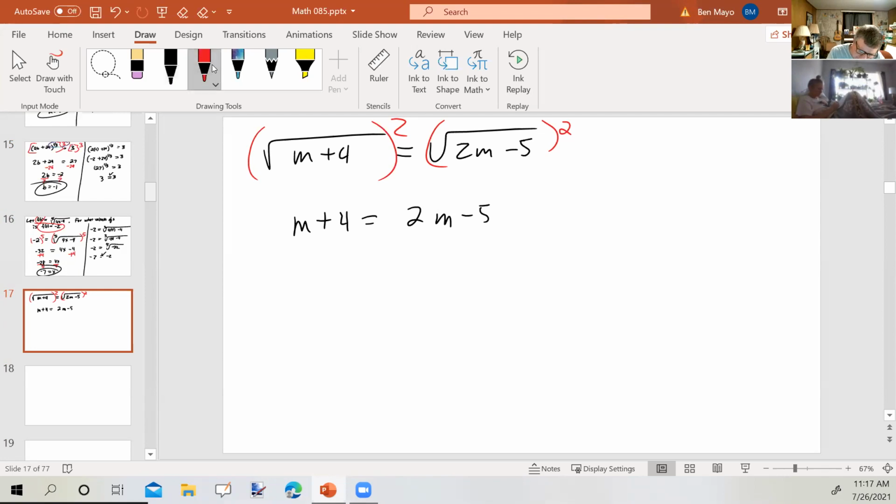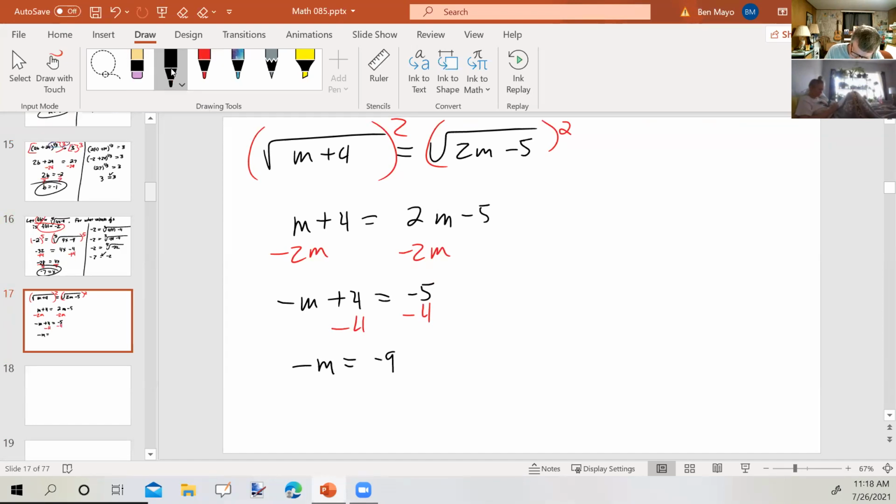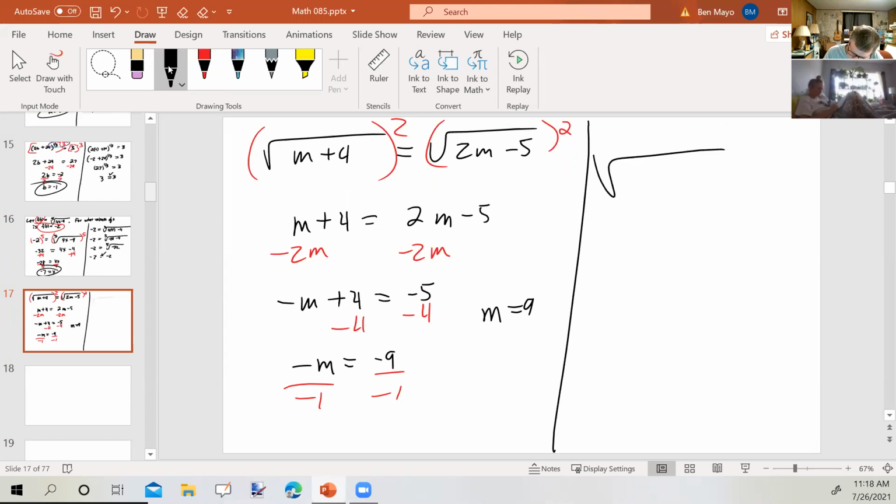We'll solve for it on the left side. So let's see here. I'm going to subtract 2m from both sides. So I get -m plus 4 equals -5. Then I'll subtract 4 from both sides of the equation. -m equals -9. Divide both sides by the -1 coefficient. So m equals 9. Let's check our work.